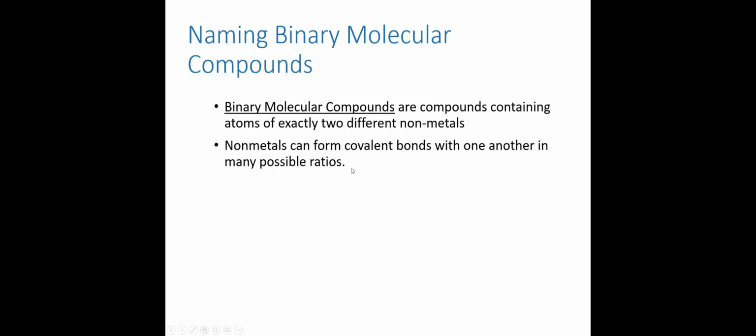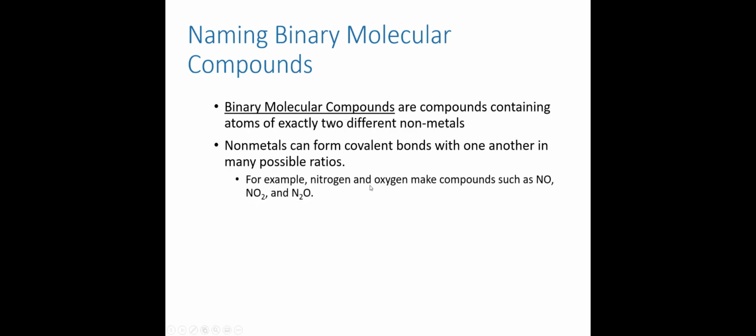Now, the big difference between these compounds and the ionic compounds is that they can form many, many different ratios when they combine. With ionic compounds, the ratios were dictated by the fact that you had to have the charges add up to 0. So they had to cancel. These nonmetals aren't going to have charge in the same sense, so that rule does not apply.